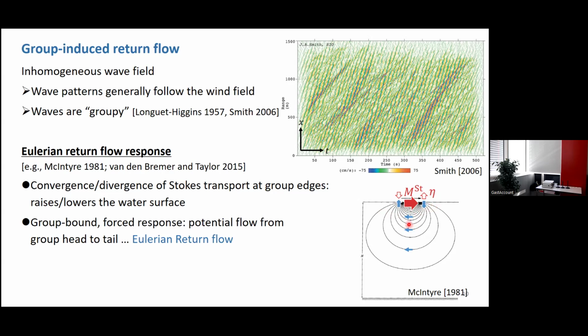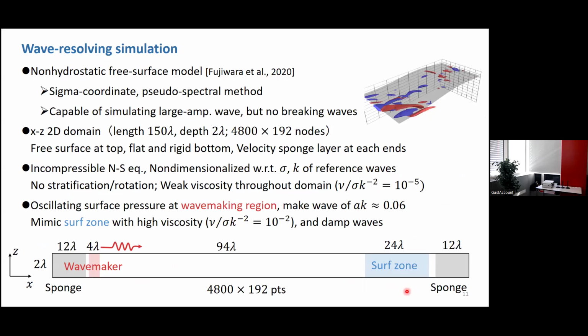And to retain the incompressibility, there is a potential velocity response, which has a spatial scale of the wave groups. In fact, if we integrate the volume transport vertically, there is no mass transport attached to the wave groups. And I will show that using wave resolving numerical simulations.